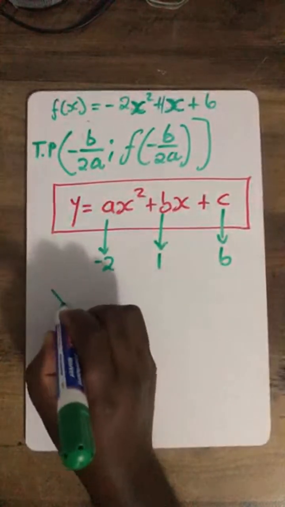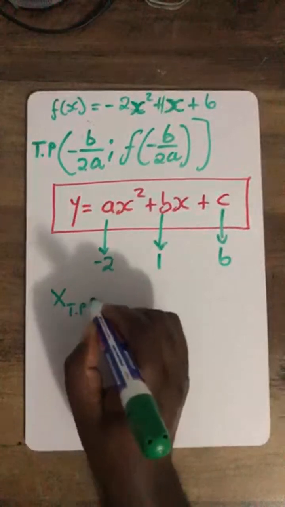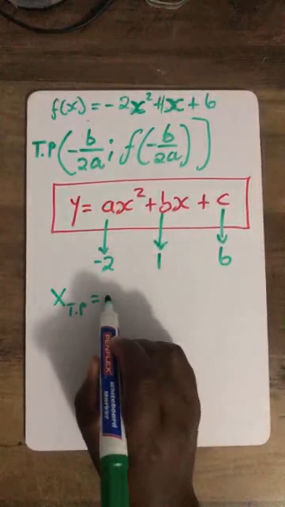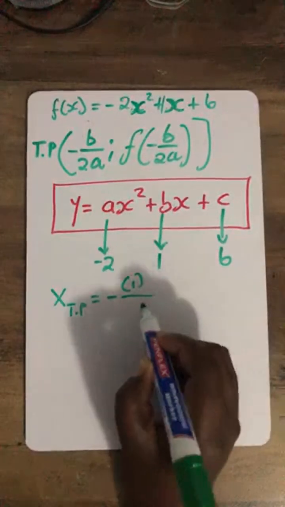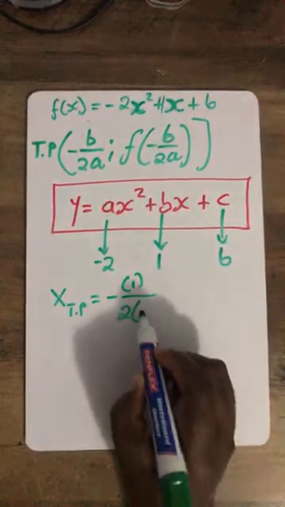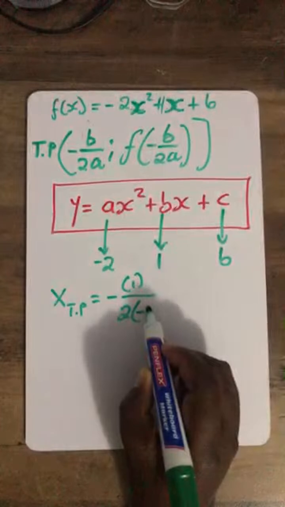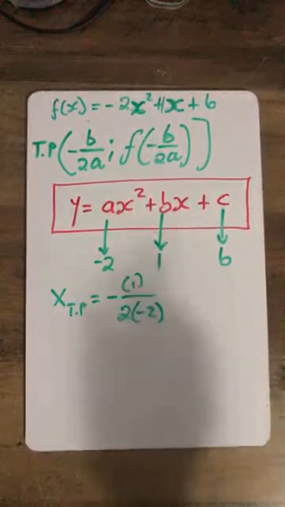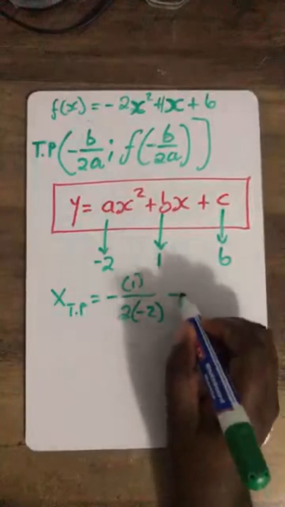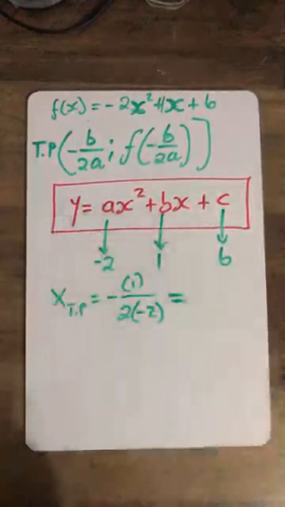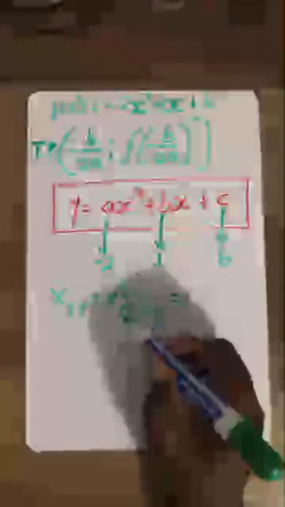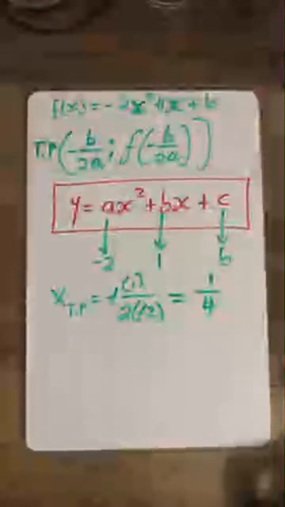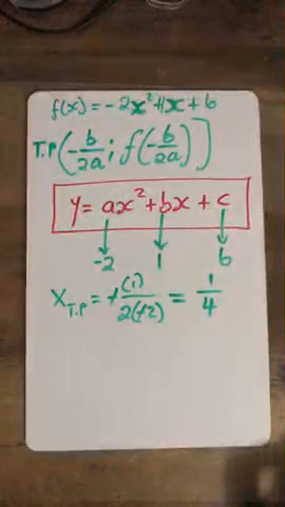So that means your x value of the turning point is equal to, you've got the formula which says negative b. What is your b value? We said our b value is 1, over 2 times a. What is your a value? It is negative 2. Yes, it is negative 2. So now what you do is to punch all of that on your calculator. Trust me, that negative will cancel with that negative, and then you've got 1 over 2 times 2, which is 4. It looks like you've got 1 over 4 as the x value of the turning point.